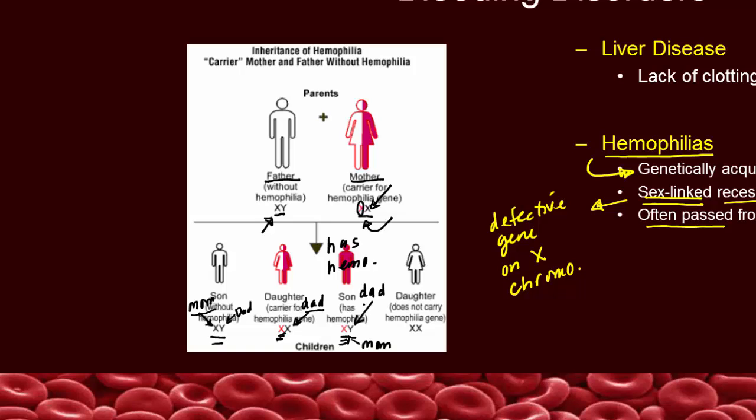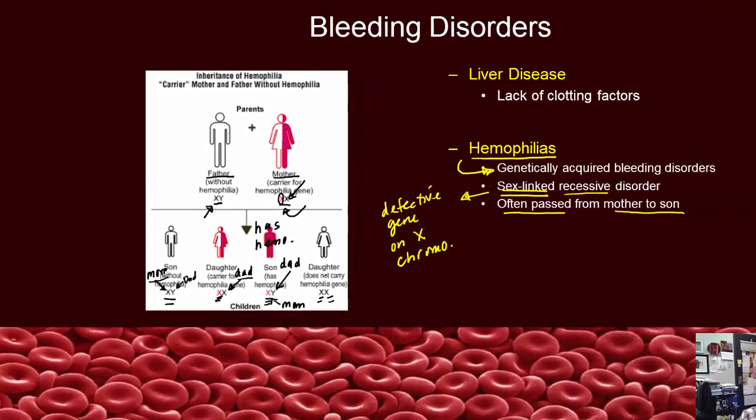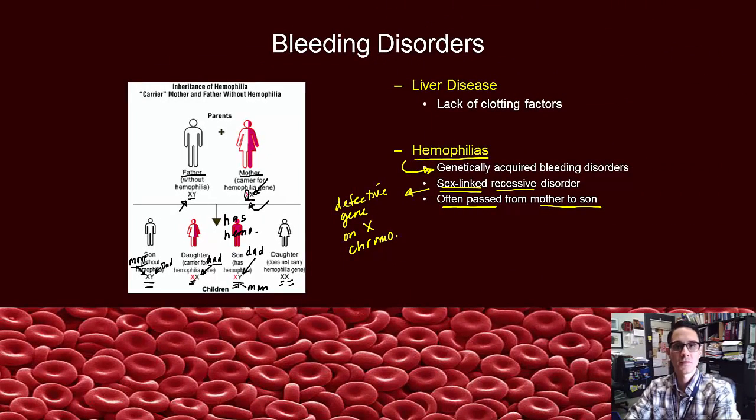So this condition is the inability to clot your blood because you're lacking some clotting factors. Okay, they could also have a daughter, right? And this daughter would get a good X chromosome from mom and a good X chromosome from dad, and she would not carry the gene for hemophilia. Okay, so that wraps it up for the thrombocyte and hemostasis part of the blood lecture.